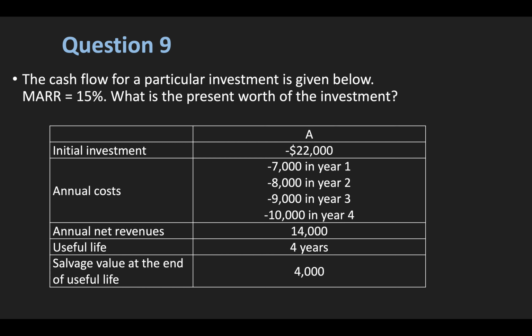Okay, that's question 8. Here's question 9. The cash flow for a particular investment is given below. The MARR equals 15%. What is the present worth of the investment? Take a few minutes to calculate this, then we can work on it together.